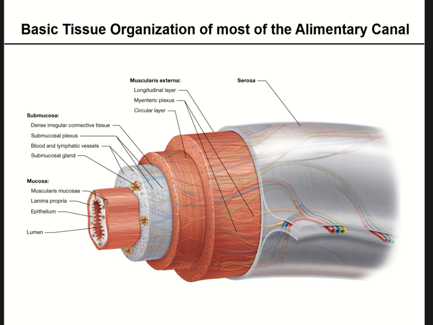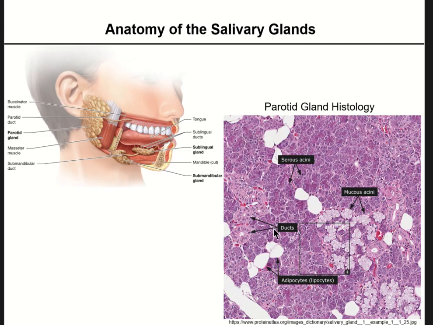Okay, all right, so let's get started. I would like to start with the superior-most part of your alimentary canal as far as the histology slides that are in your lab manual. And the first one is the salivary glands, which actually starts on page 61 of your lab manual.